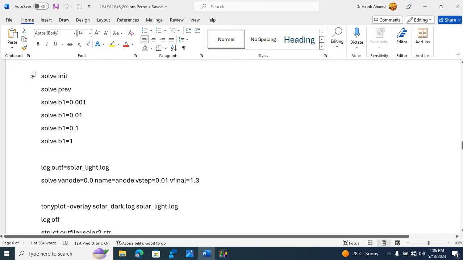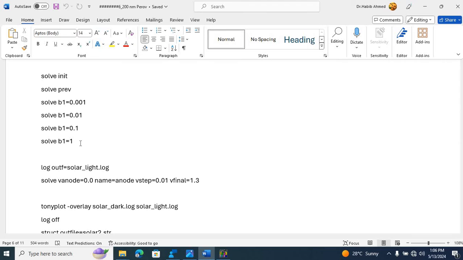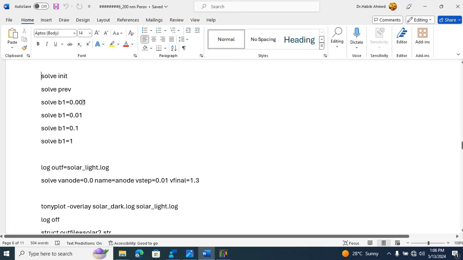Then I illuminate the device. I enable the light intensity using this command, solve B1, and B1 equal to 1 represents 1 kilowatt per meter square light intensity, which corresponds to the standard test conditions. But we slowly ramp up the input light intensity from 1 milliwatt per meter square to 10 milliwatt per meter square to 100 milliwatt per meter square to 1 kilowatt per meter square, in order to avoid any convergence problems.